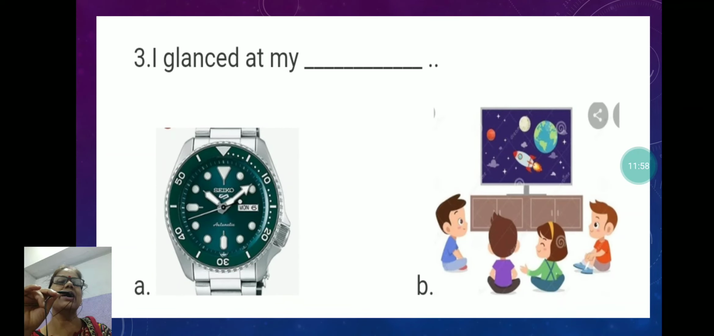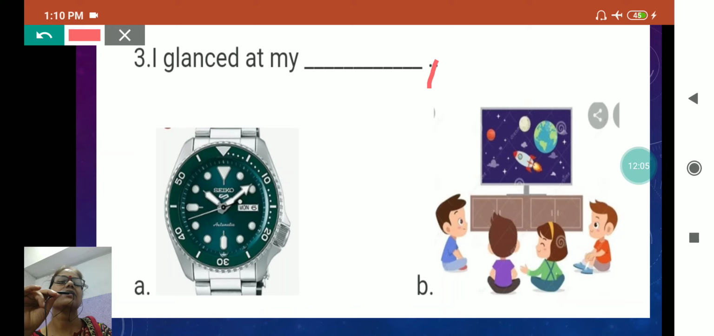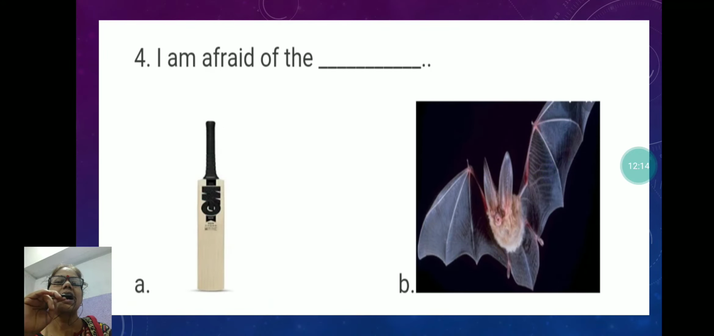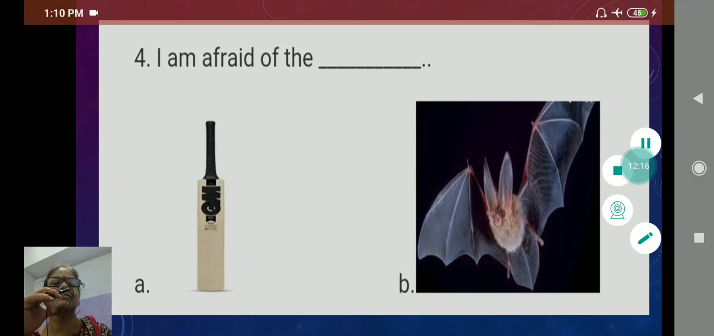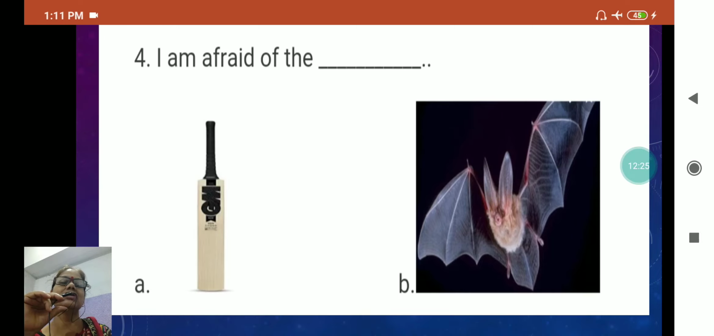I glanced at my watch. Here are two, full stop. And what watch will be here? This watch. I am afraid of the bat, because no one is afraid of the bat of the ball game. But if we see any animals, cockroach, insect, cricket, bat, we start screaming.